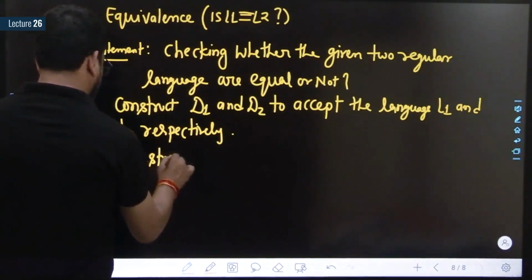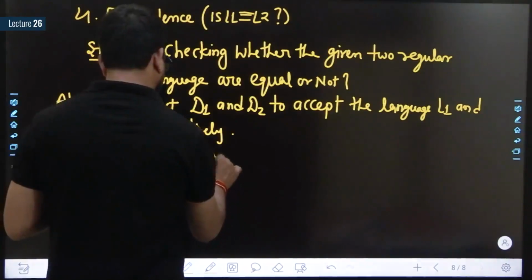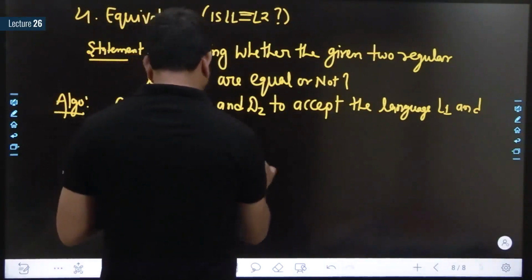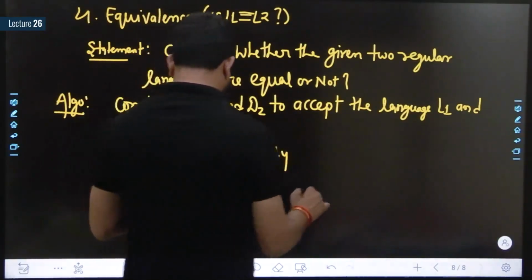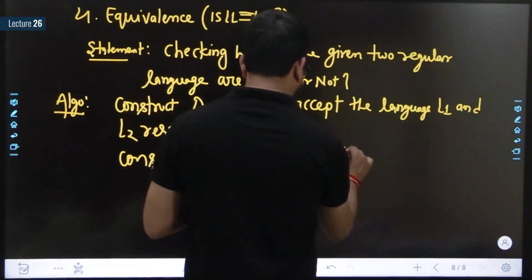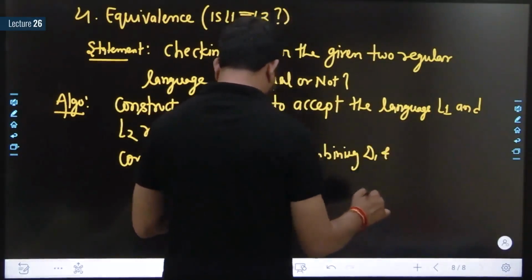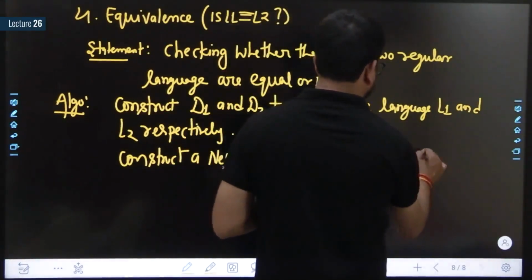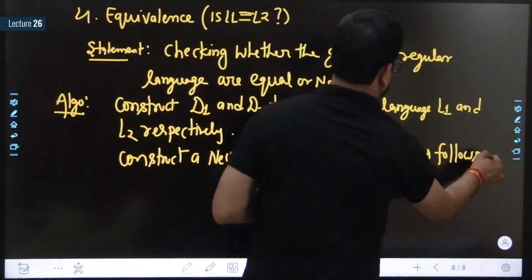Construct a new finite automata by combining D1 and D2 as follows.